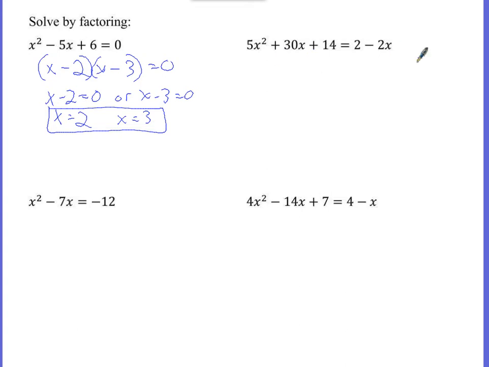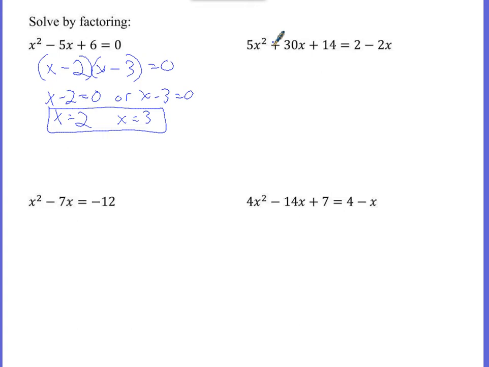Let's see. This one looks pretty nasty. What should I do? Get everything on one side or the other. Doesn't matter which side you choose. But you do have to have a positive x squared term. Doesn't matter if the number is 1 or some other number. You want x squared to be positive so that when you factor it, you don't get weird results.